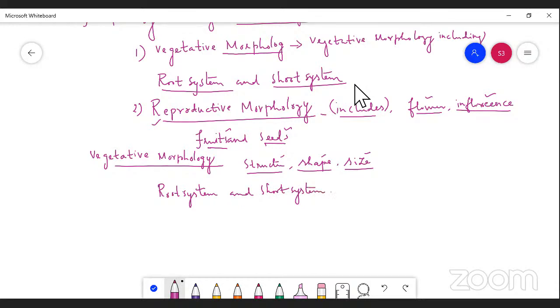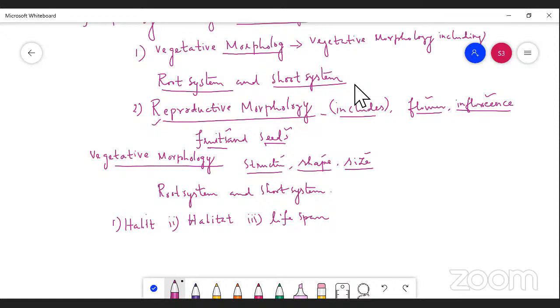It is classified into three types. What are the three types? First one, habit. Second one, habitat. And the third one, lifespan.